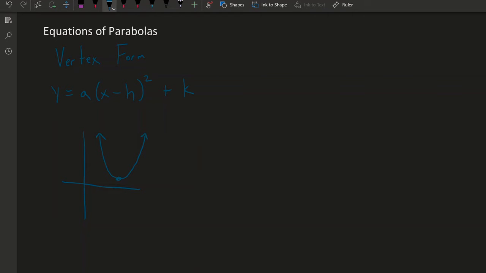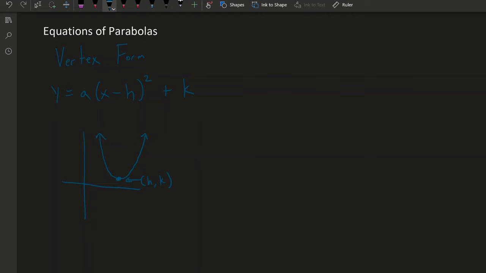With a vertex right here at the coordinates h, k. And remember, the h is minus because it does the opposite. So if it were minus 3, we would have a horizontal shift right 3.